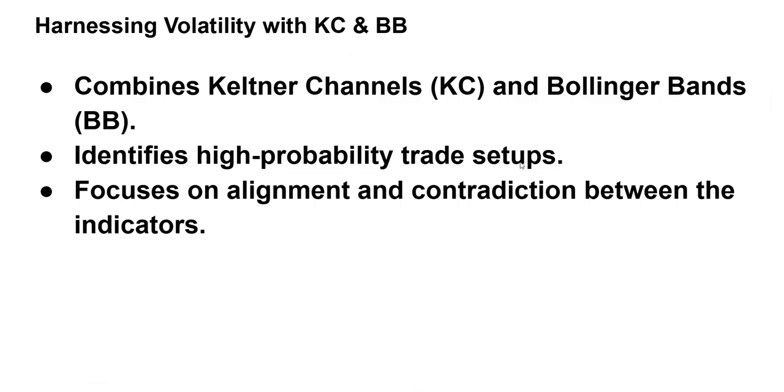This one combines Keltner channel and Bollinger Bands. Here, it mainly focuses on alignment and contradiction between the indicators. If they align together, you will get a very good setup, a very good trade. And if they contradict themselves, then it indicates something. Okay?